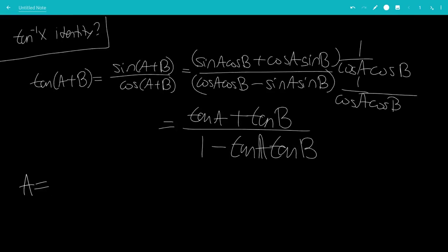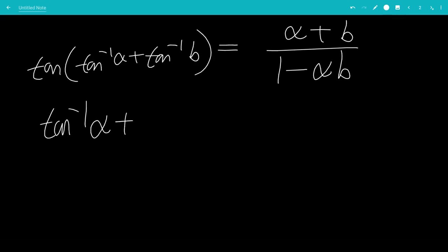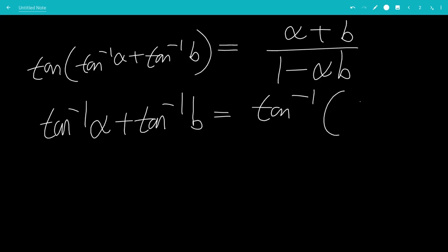So now we're going to let A be inverse tangent of little a, and let B equal inverse tangent of little b. So what we'll have is tangent of inverse tangent a plus inverse tangent b equals tangent A plus tangent B, but tangent of inverse tangent of little a is just a, so a plus b over 1 minus a times b. So now we can take the inverse tangent on both sides, so we get inverse tangent of a plus inverse tangent of b equals inverse tangent of a plus b over 1 minus ab.